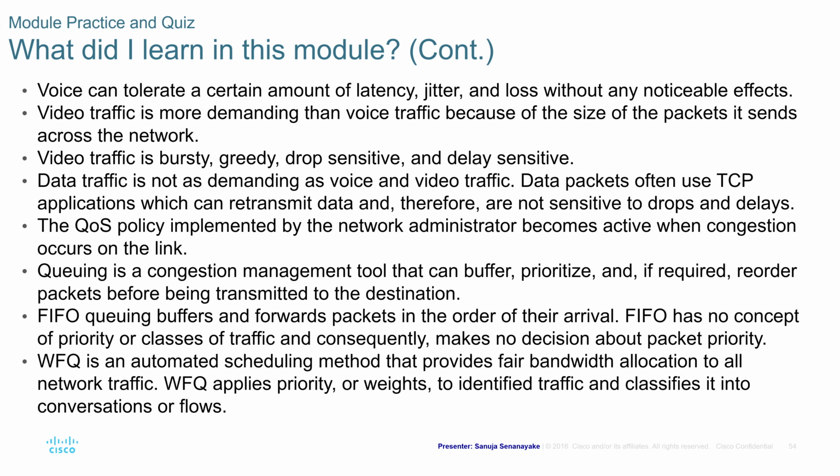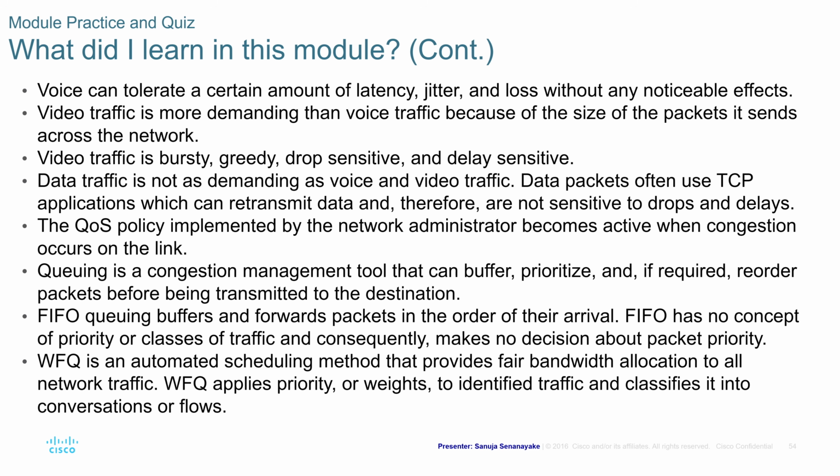The QoS policy implemented by the network administrator becomes active only when congestion occurs on the link. So you can have the QoS policy implemented, but it doesn't mean it's going to get activated until the congestion issues start to happen. Queuing is a congestion management tool that can buffer, prioritize, and if required, reorder packets before being transmitted to the destination. So that is the primary thing that queuing would do.